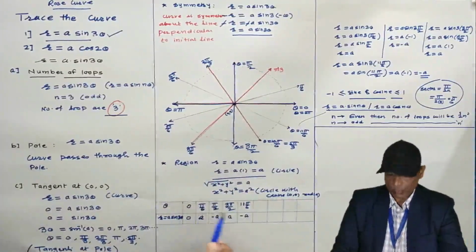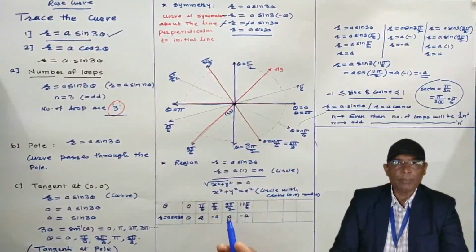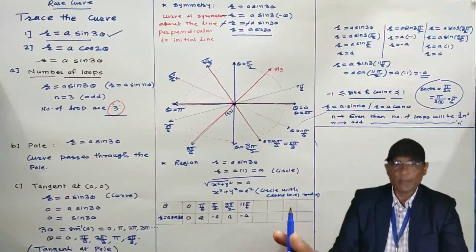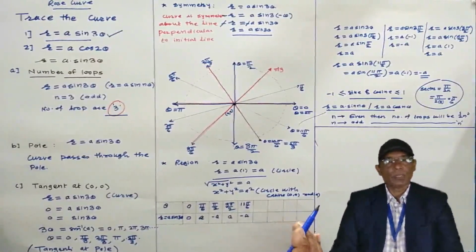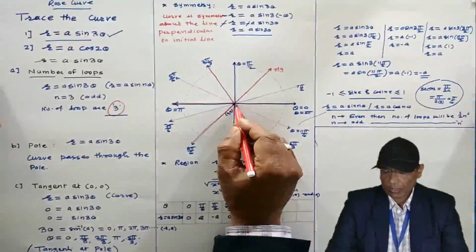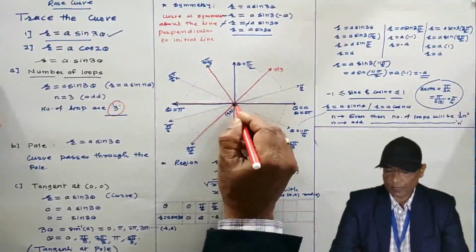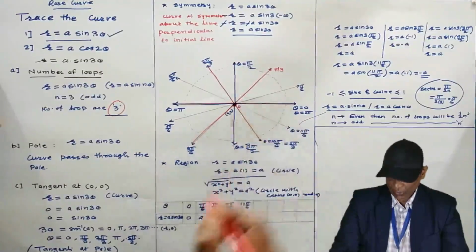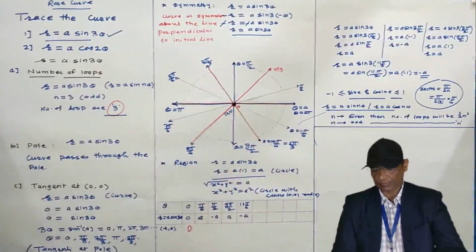How many points are we going to plot? 1, 2, 3, 4, 5. That's all. You may take many values of theta. It is your choice. But try to use the minimum number of values of theta and get the curve. For theta equal to 0, r is 0, means this point. This point I am calling point O for convenience.